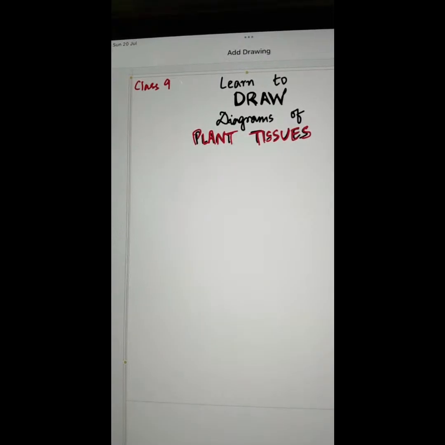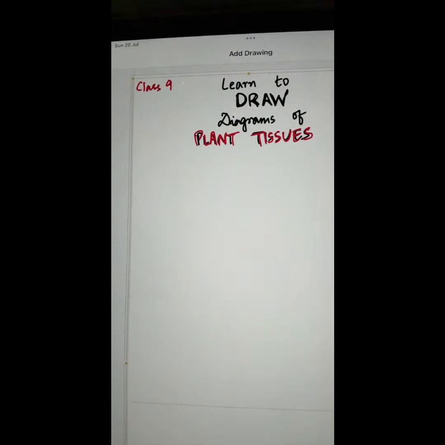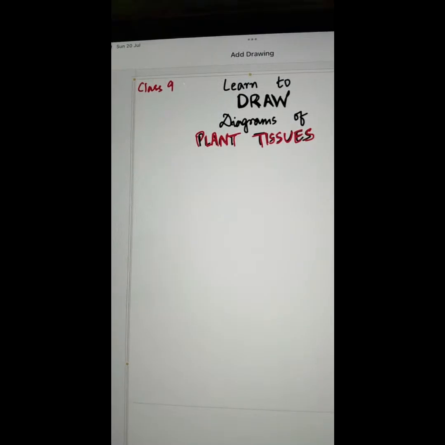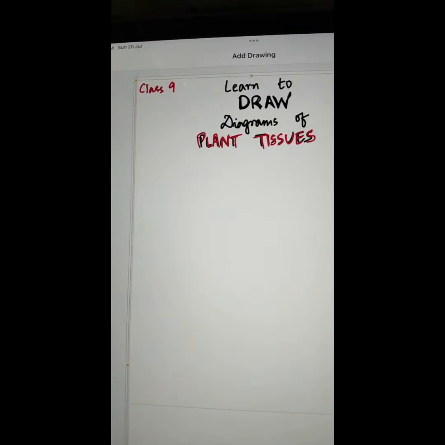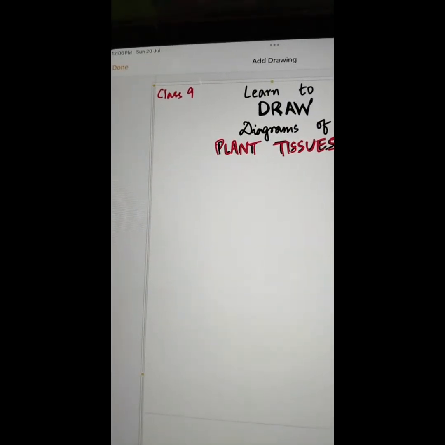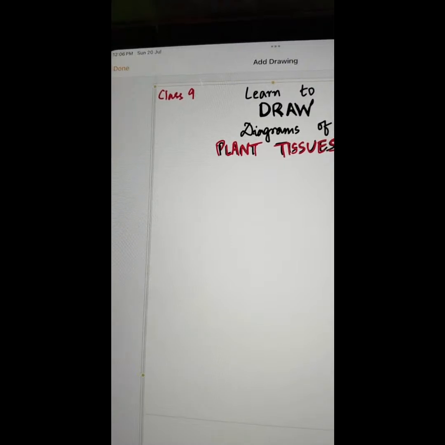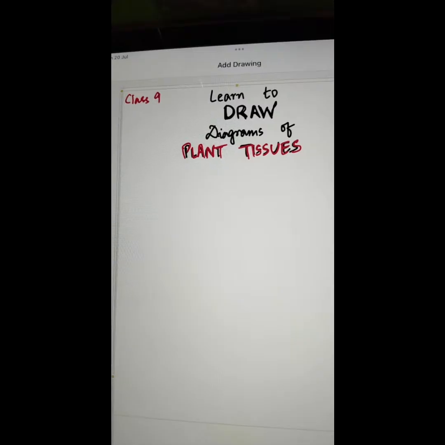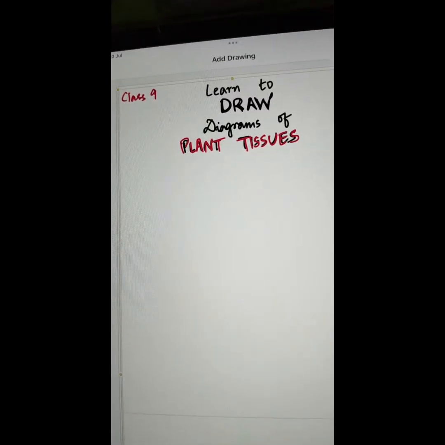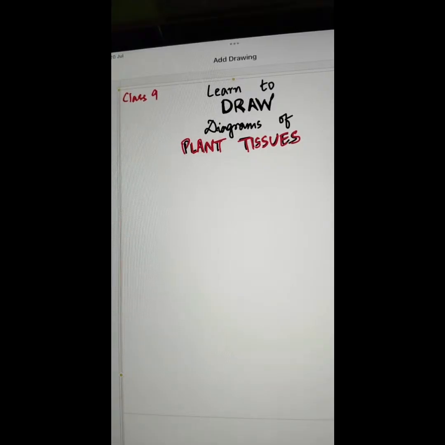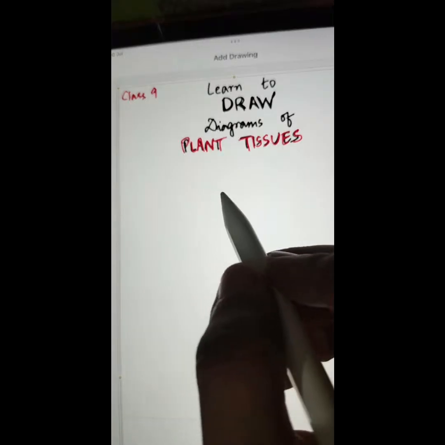This video is being done for class 9 science NCERT chapter 6 tissues. This book is being followed in the CBSE board. So in case you are interested in learning how to draw all the diagrams in an easy way, you can definitely go ahead with this live. I hope the screen is visible to everybody. So let's begin with the plant tissues part from the chapter 6 tissues of class 9 science.